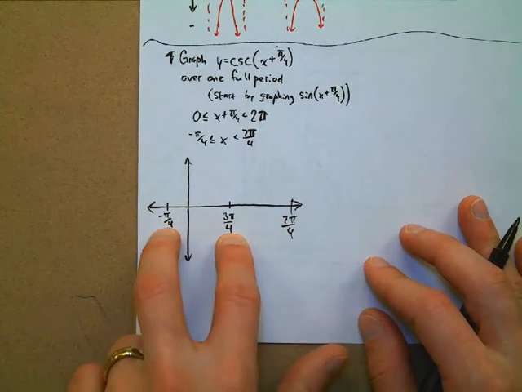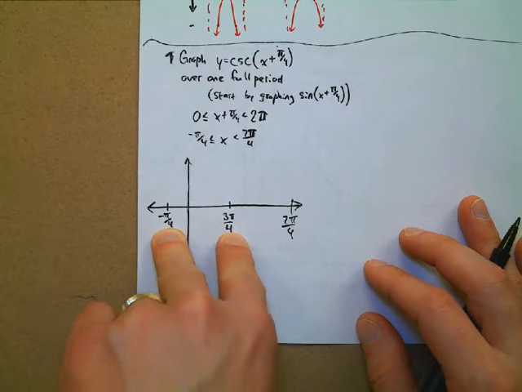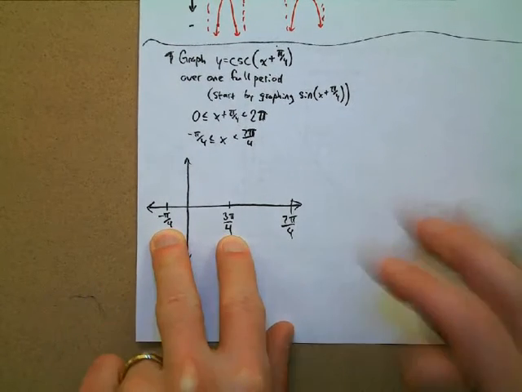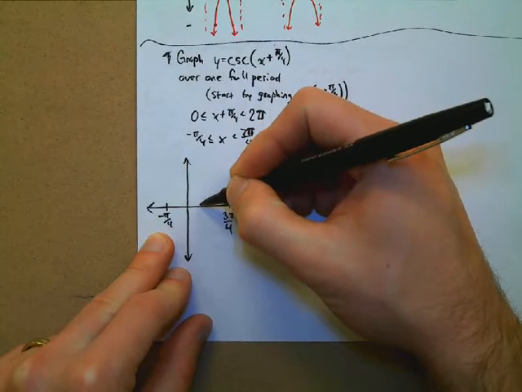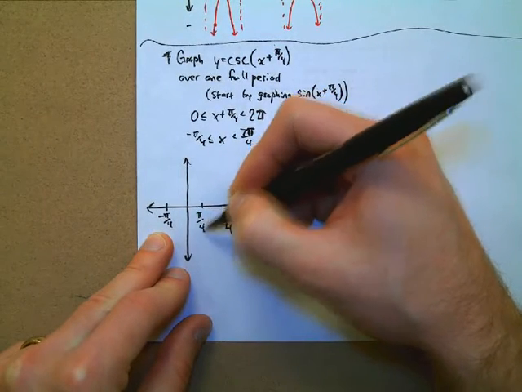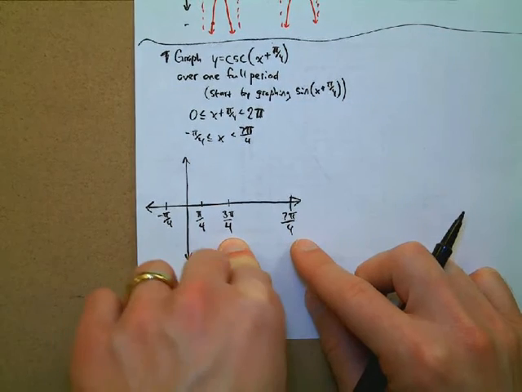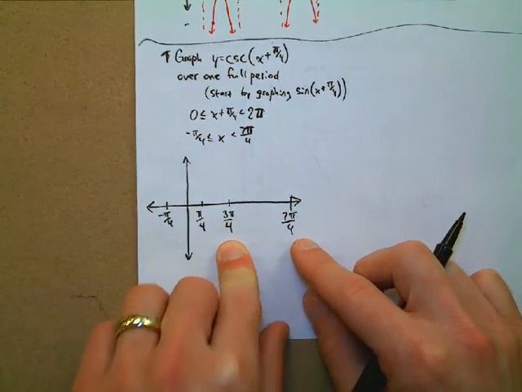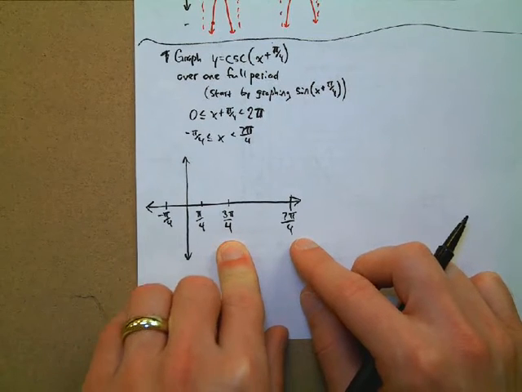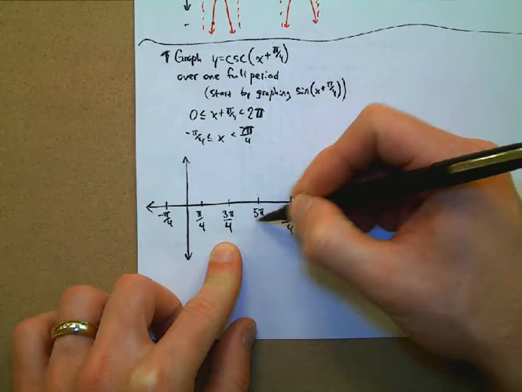Okay, and then halfway between 3 pi over 4 and 7 pi over 4. So 3 pi over 4 plus 7 pi over 4 is 10 pi over 4, which is really 5 pi over 2. 5 pi over 4 then is the halfway point. Okay, our amplitude here is still 1, so no changes there.